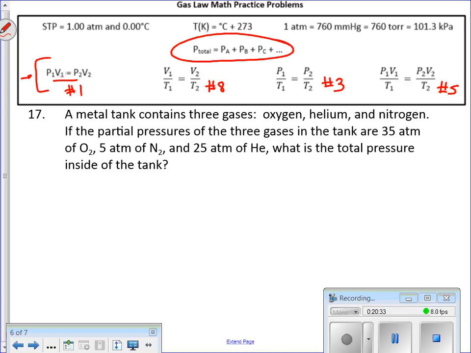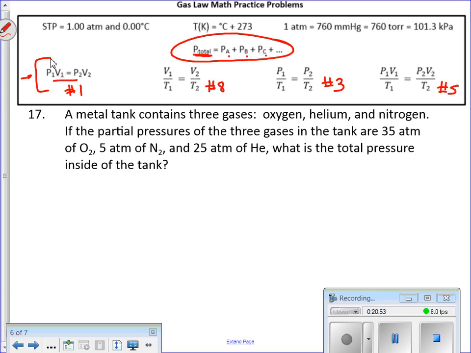And what that says is if I have a mixture of gases, the total pressure of the mixture of all the different gases is equal to the pressure of each individual gas added together. Okay, so this A, this B, this C, that refers to the different gases that are in the mixture.